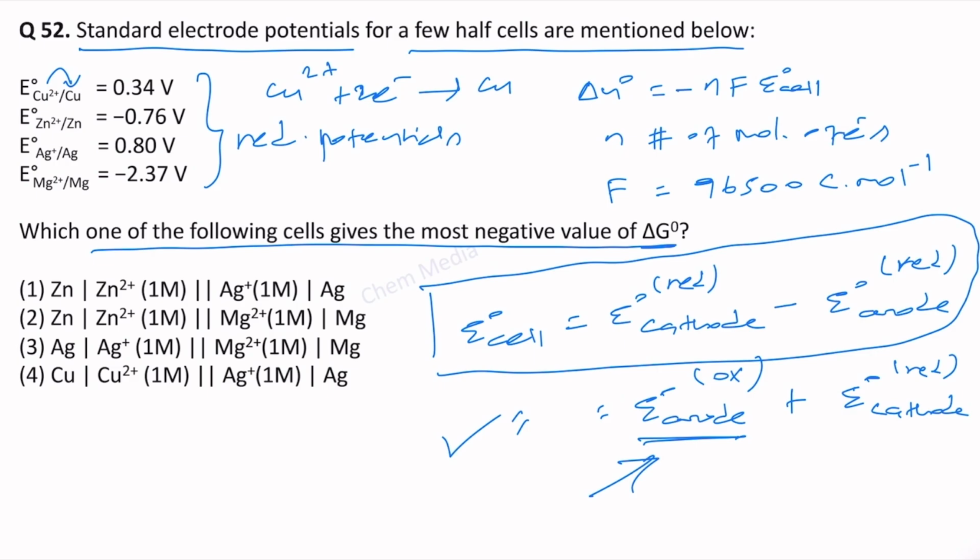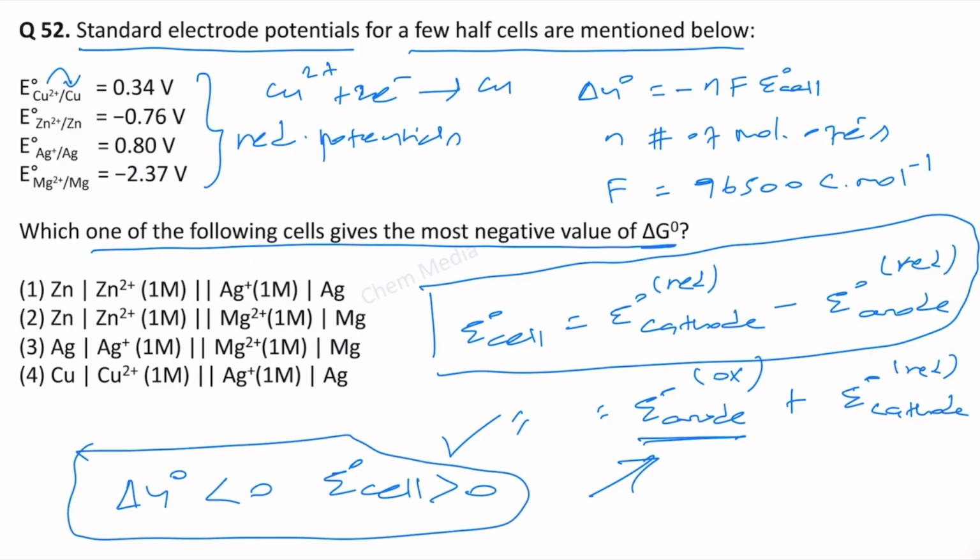Now, when will delta G be negative? Delta G will be negative if E naught of the cell is positive, isn't it? That's the only way delta G can be negative. Basically, delta G being negative is going to be decided by this single value, because n is constant here. How is n constant? The number of moles of electrons is going to be 2 moles everywhere. Now, you might be thinking that here we have only 1 mole, here we have 2 moles.